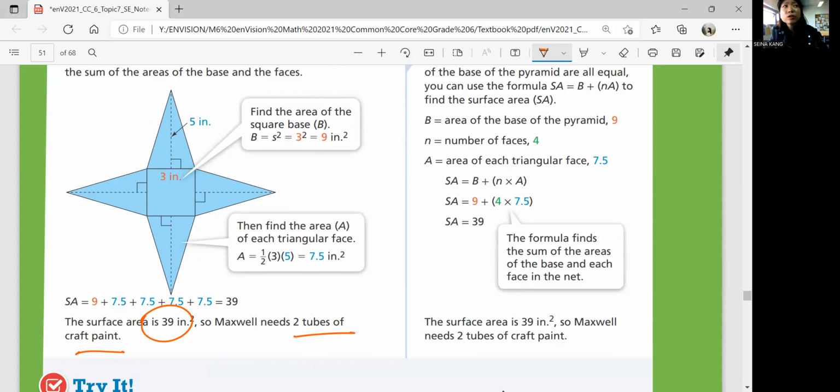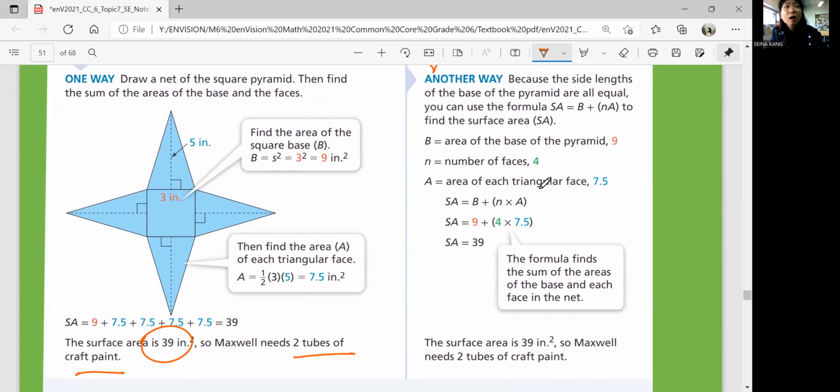Okay, you can also do it using the surface area formula for the pyramid. If you do not want to draw the net every time, you can use the surface area formula for the pyramid. But notice it's not the same formula as for the prism. For the prism, it's much longer, right? But for the area of the pyramid, you just need the area of the base. That capital B represents the area of the base. And then you add the product of the number of faces times the area of each triangular face.